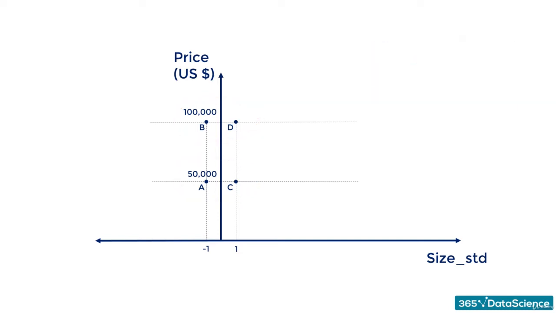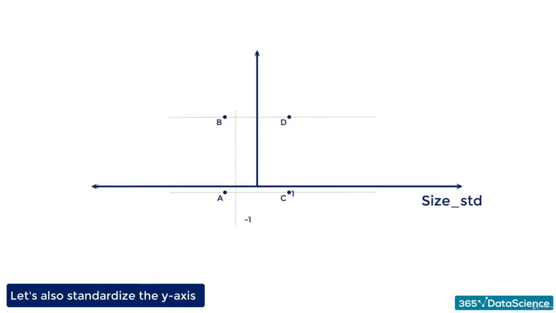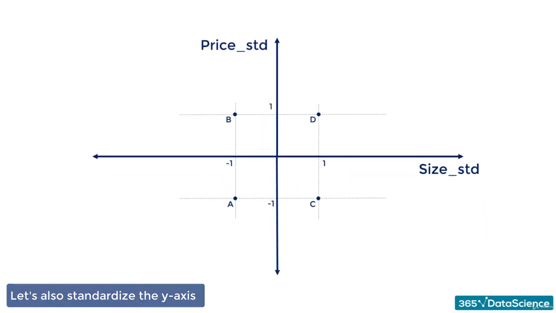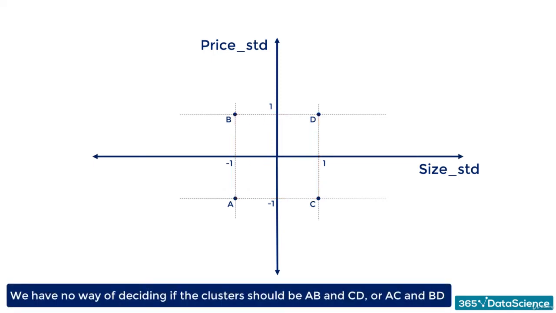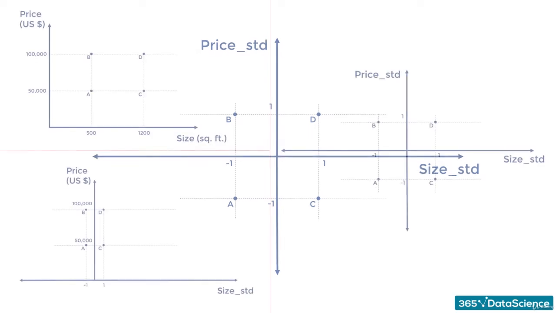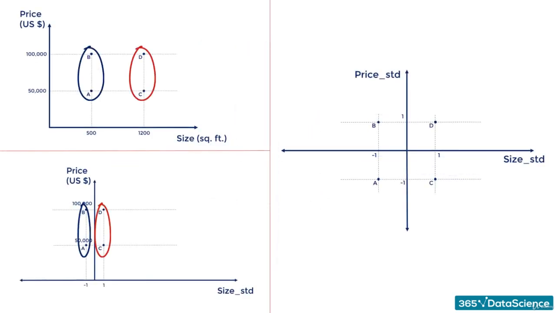Finally, let's also standardize the y-axis, or price. Now, the y-axes are only -1 or 1, too. What we see is a perfect square. We have no way of deciding if the clusters should be AB and CD or AC and BD. So, we went from one solution, through a totally different one, to no solution whatsoever.